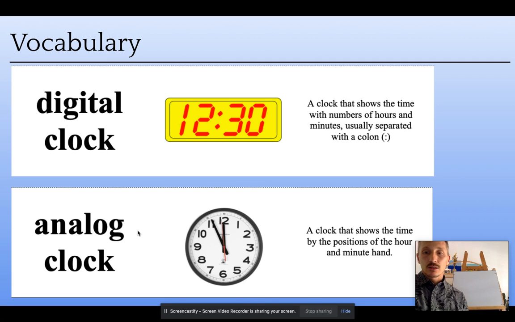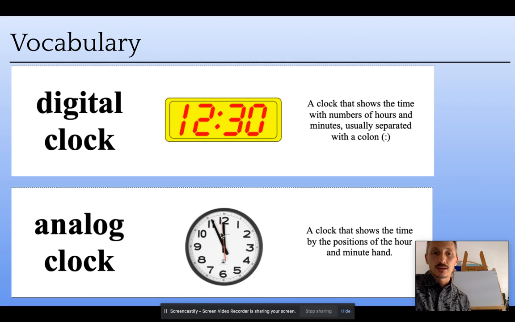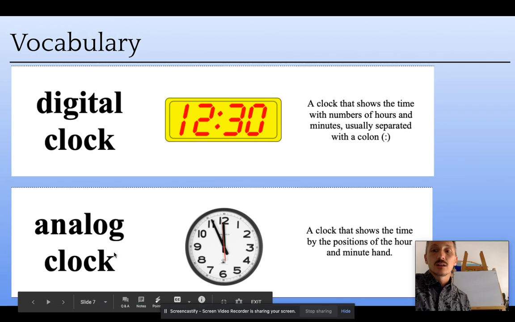And an analog clock, and that's what we've been practicing using, uses the hour hand and the minute hand, a clock that shows the time by positions of the hour and the minute hand. So here on the clock, it's almost 12 o'clock. So in 5 minutes, it would be 12 o'clock. So that's using an analog clock.